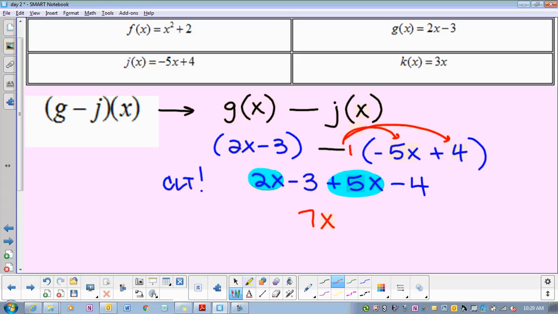What's -3 minus 4? Negative 7. Yeah. 7x minus 7. Thank you, Kevin. I was looking right at you and I stopped. Okay, 7x minus 7. How are you guys doing with these so far?